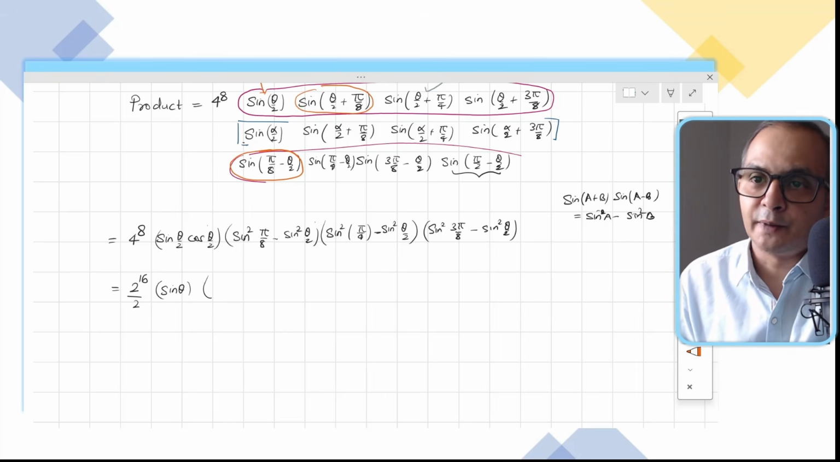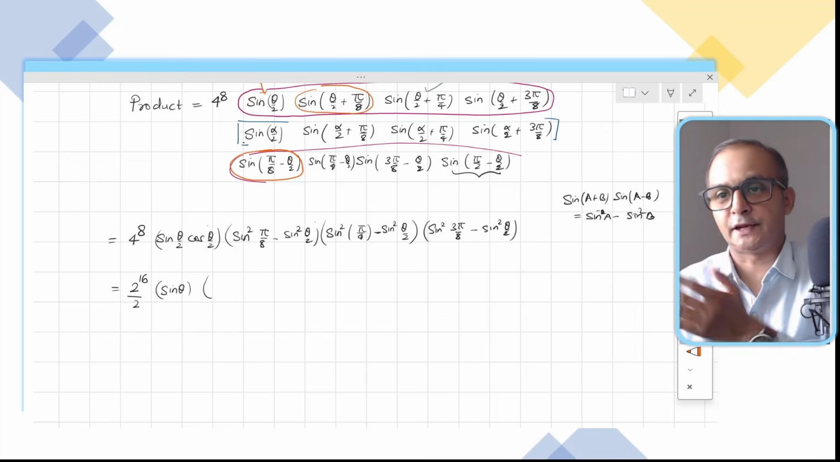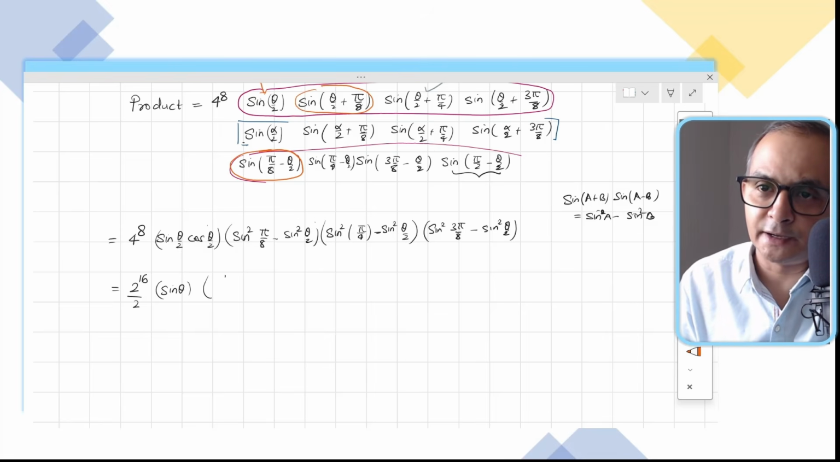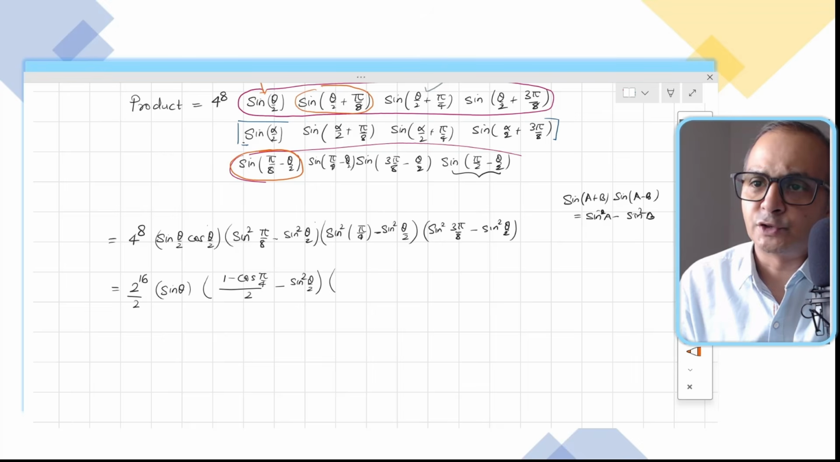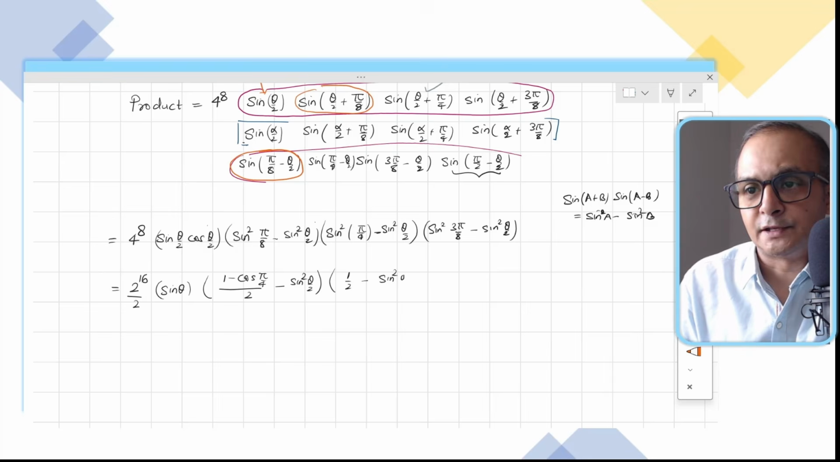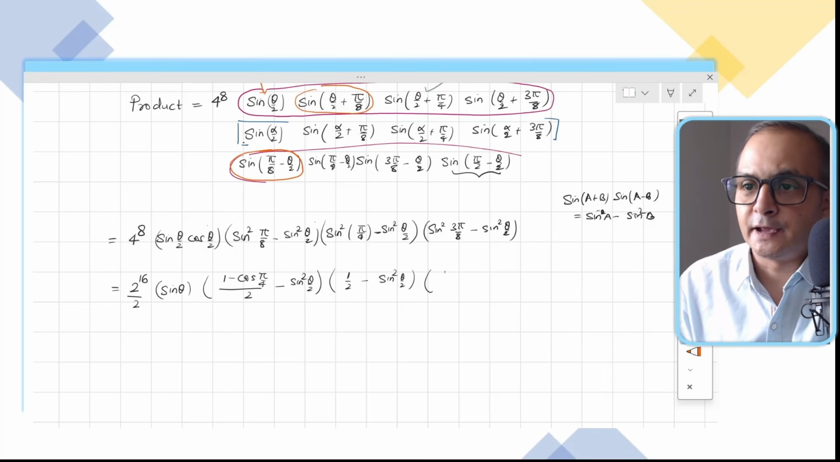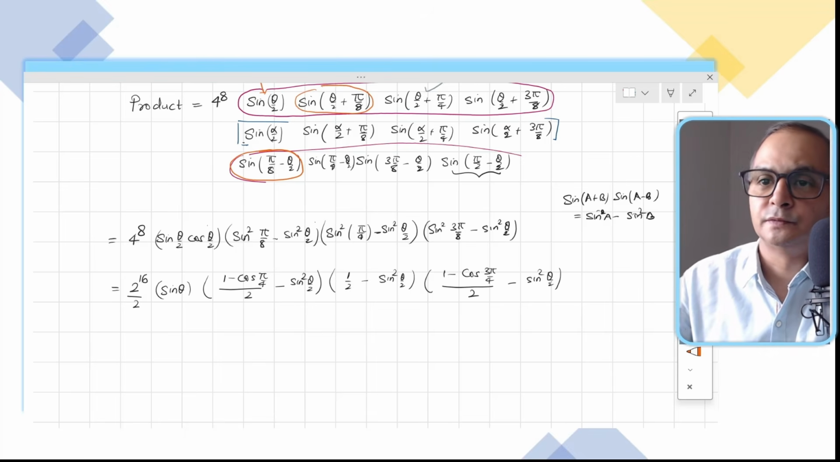Sine square pi by 8. We don't know the value of sine square pi by 8, but we know that sine square pi by 8 can be written as 1 minus cos 2 theta, that is cos pi by 4, divided by 2, and minus sine squared theta by 2. Here again, sine square pi by 4 we know very well, that is 1 by 2 minus sine squared theta by 2. And this is again 1 minus cos 2 theta, so 3 pi by 4, by 2 and minus sine squared theta by 2.